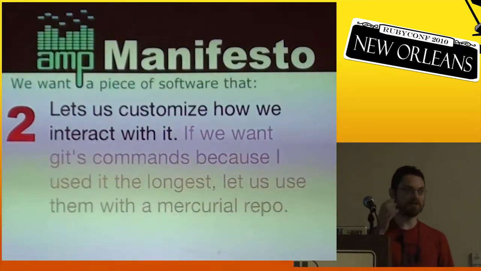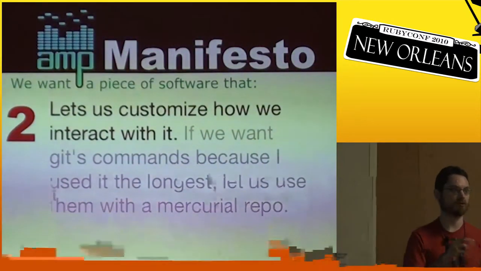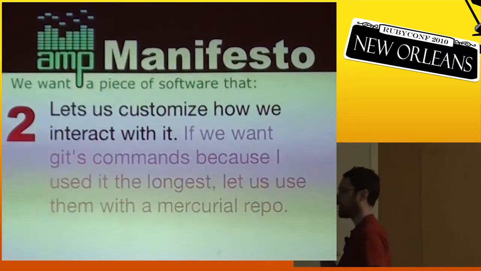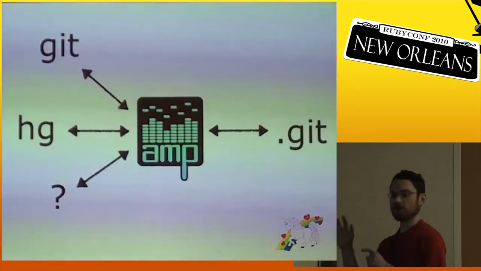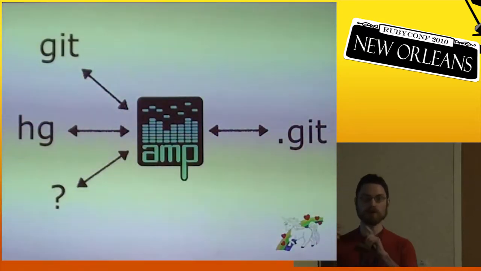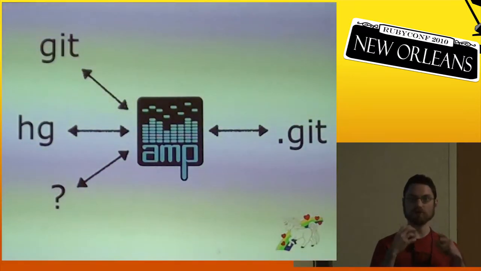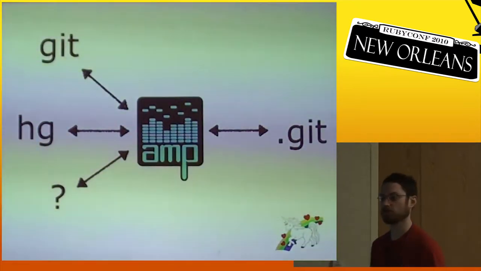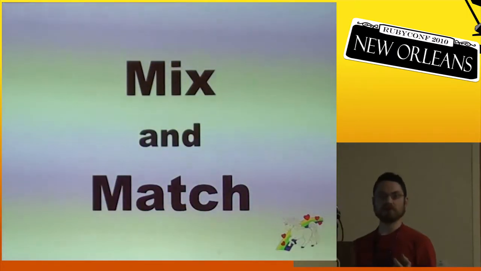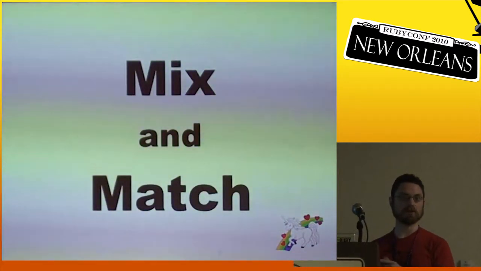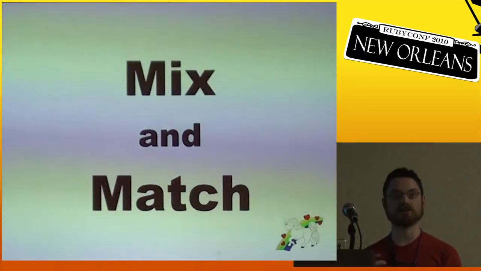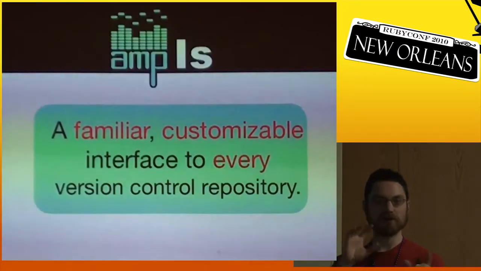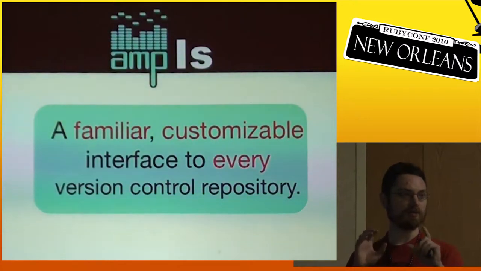So part of AMP's mission is to let you customize how you interact with all of these repositories. Use your command set, be that Git or a customized version of that, or a completely customized workflow eventually. On the other side, if you have a project that's in a Git repository, other people, no matter what their experience with version control systems is, what their workflow is, can contribute to that without the added barrier of learning a new command set or repository format. This also opens up doing a mix and match. Choose the command set you like and the repository format you want based on performance or size or whatever else you want to optimize for. So it wants to give you your familiar, customizable interface to every repository format.